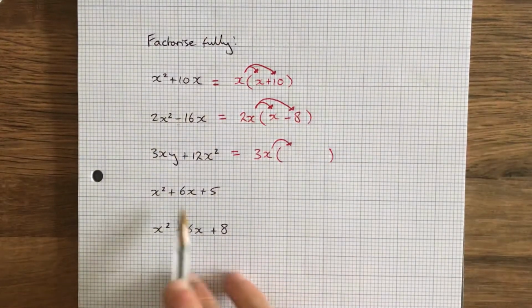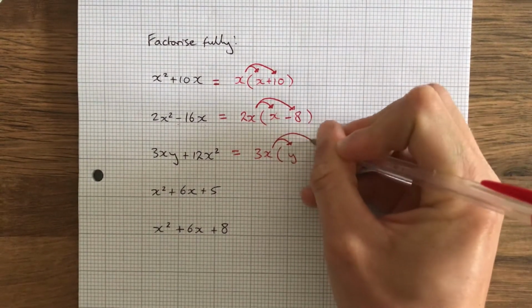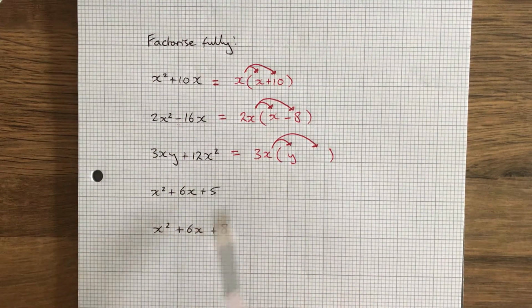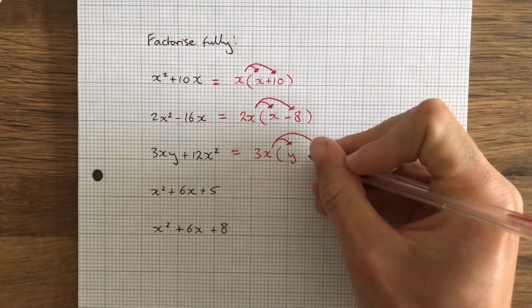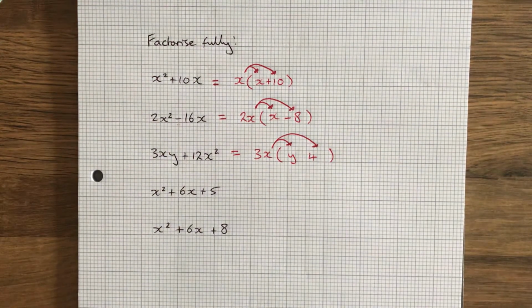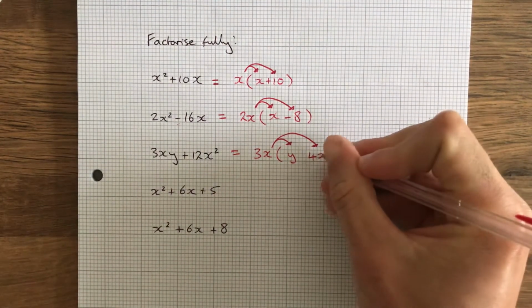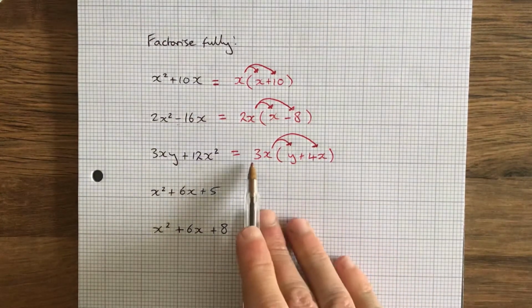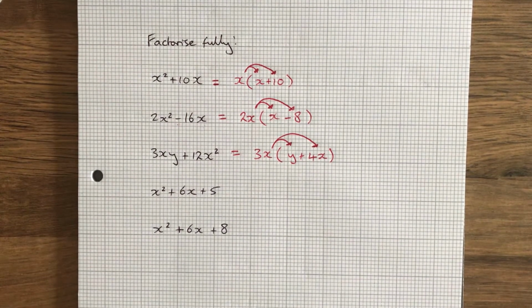3x times by what gives us 3xy, that would be y. 3x times by what is going to give us 12x squared? So we need to times the 3 by 4 to get 12. And we would need to times the x by another x to give us x squared. So that term there will be 4x. And it would need to be positive 4x to give us the positive term here. Okay, so for those 3 we factorise into a single bracket.